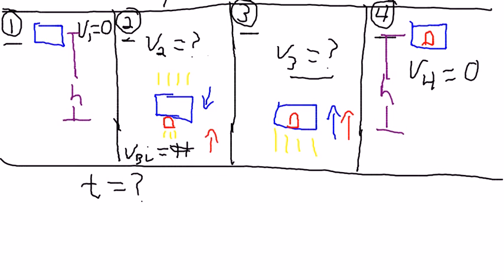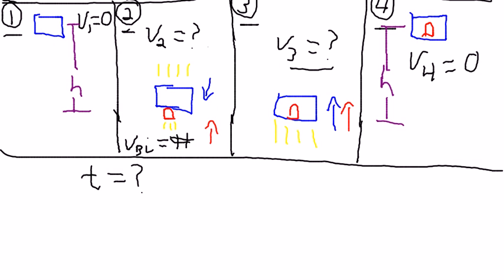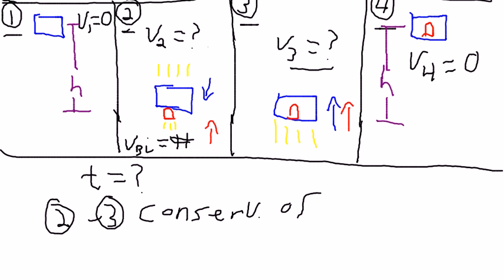If you want to consider the impact between the bullet and the block, we're going to look at location 2 to location 3, because that's when they impact one another. During the impact between positions 2 and 3, we're going to use conservation of momentum. We use conservation of momentum because there's an inelastic collision occurring, and when there's an inelastic collision, energy is lost, so we cannot use conservation of energy. So conservation of momentum tells us that the initial momentum is going to be equal to the final momentum.